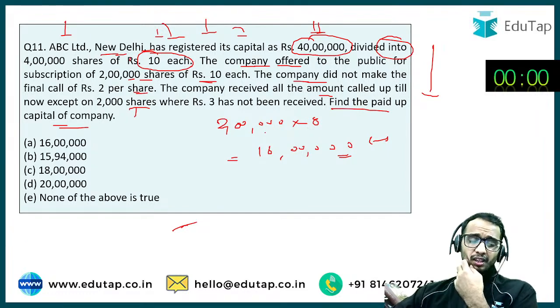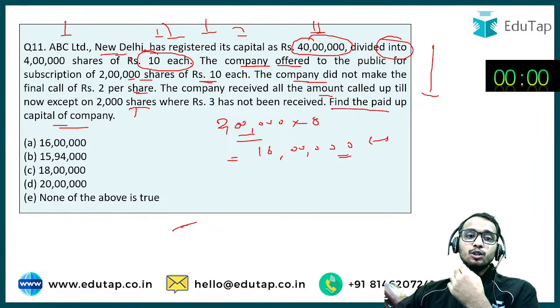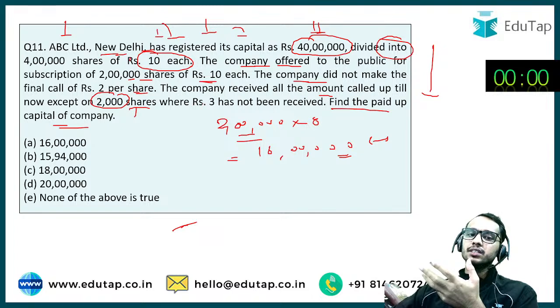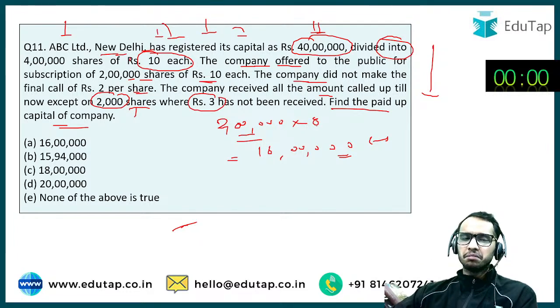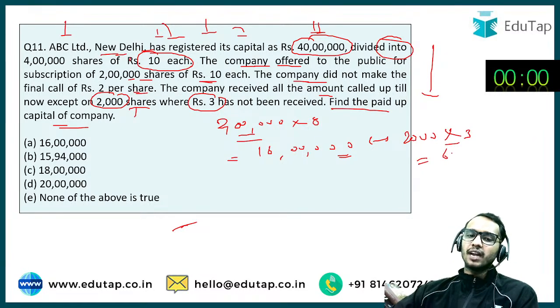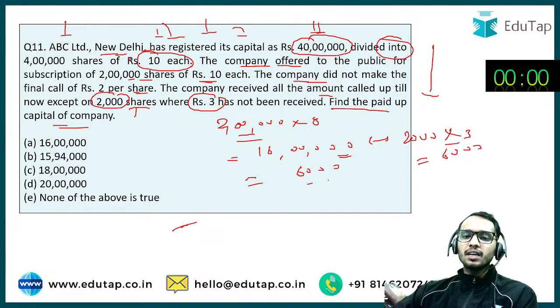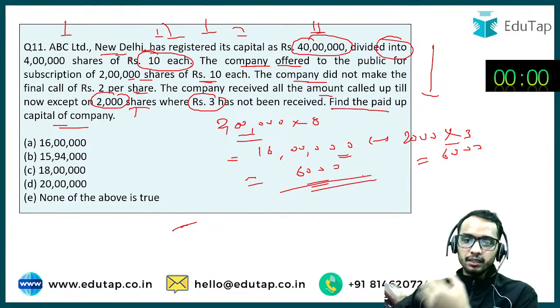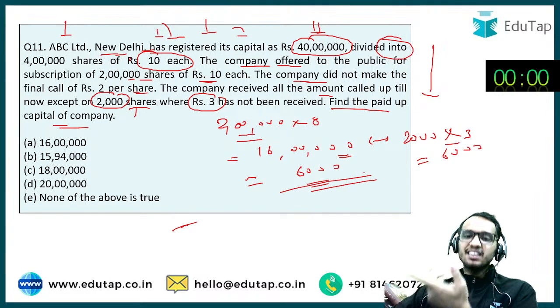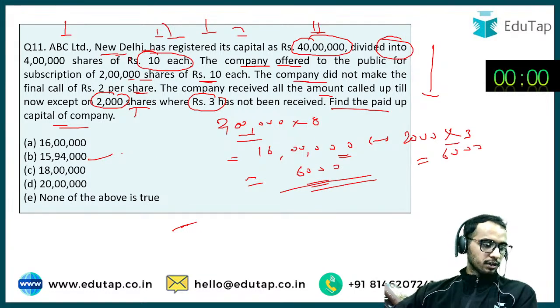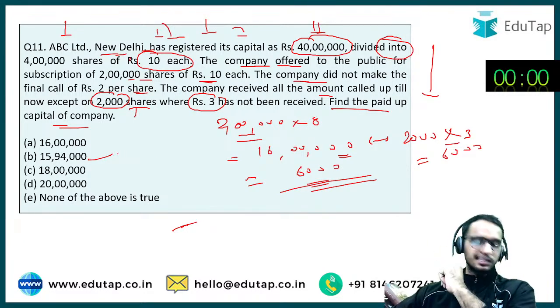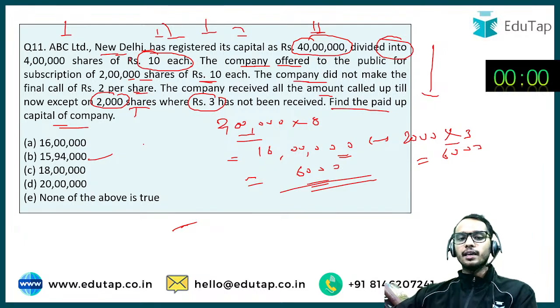Now, out of this 2 lakh rupees, on 2000 shares, 3 rupees has not been received. So very easy, on 2000 shares, 3 rupees has not been received. So that is 6000. Easy. So you will minus 6000 from the 16 lakh. So mentally you can calculate it. It will be 15,94,000. Easy. So let me check the chat section. Who all of you are correct, and every one of you is correct. That's really, really good. Okay, chalo.